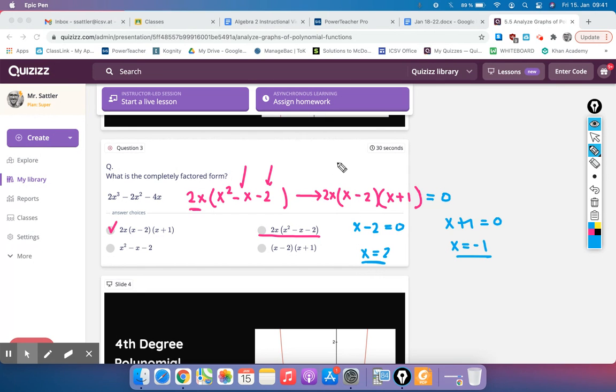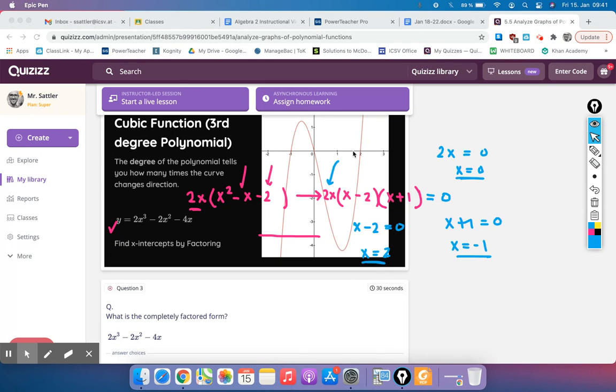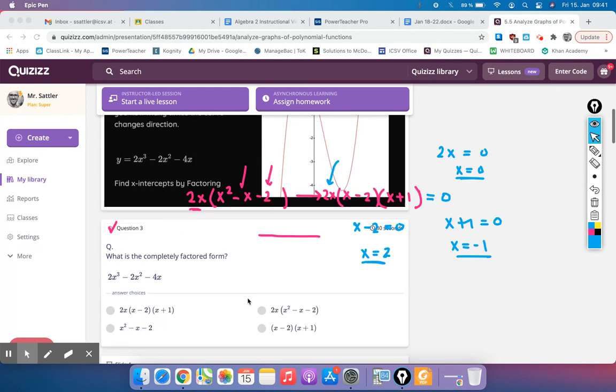Okay, and then this first factor also we have to set equal to 0. If we set 2x equal to 0, then what value of x would make this true? 0. 2 times 0 is 0. So that's why there are 3 x-intercepts. We can go back up to -1 and 0, to -1 and 0. That's how you find them, by factoring.